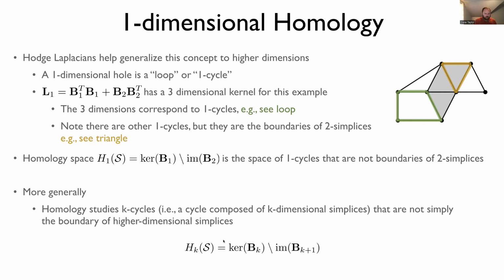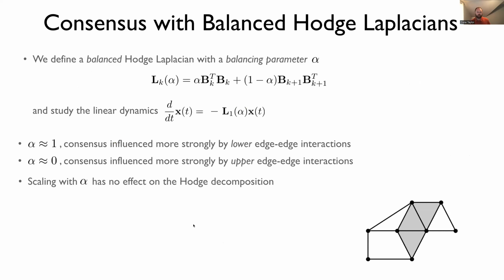All right, so let's use this for an application. We'll look at dynamics. We'll look at consensus, and we'll define consensus using a balanced Hodge Laplacian. So this is basically a Hodge Laplacian, but I use a scalar alpha to tune the relative contribution of these two matrices. And then I define a linear dynamics. If L1 was L0, this would be a pretty traditional model for consensus. But now I'm replacing this graph Laplacian with a one Hodge Laplacian.